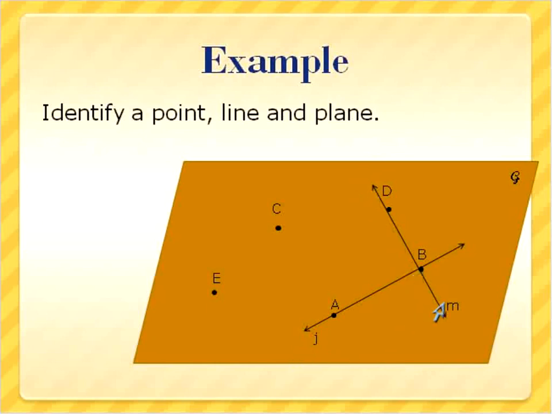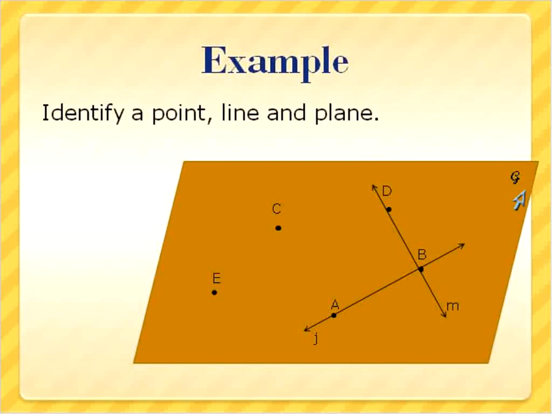Same with this other line we see here. We could call this line DB, or we could see the lowercase letter on this line is M, so we could call this line M. And there's also one more part of this, and that's the plane. That's this parallelogram, this huge shape here with parallel lines on both sides, has a scripted letter, I think that's a capital G. Alright, the script G, so that would be plane G.